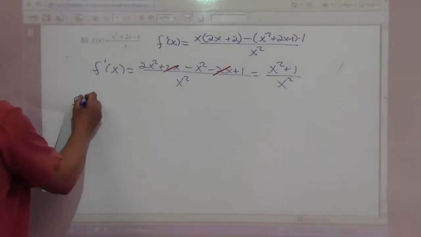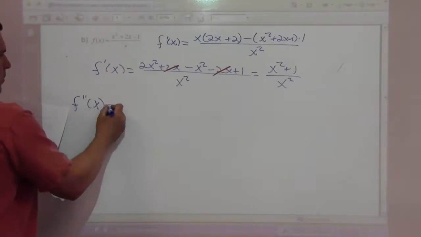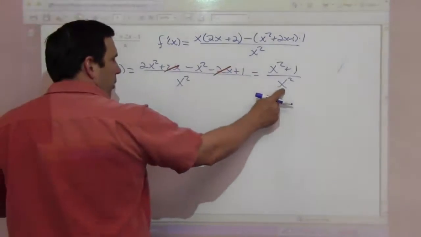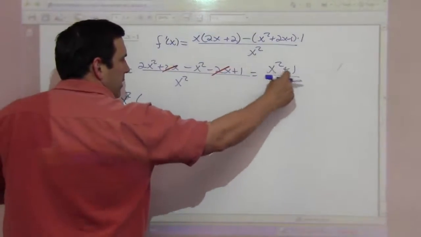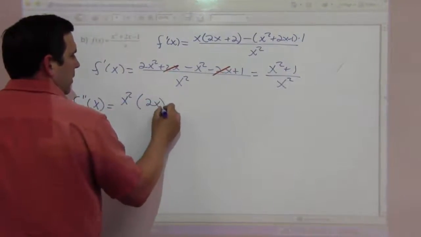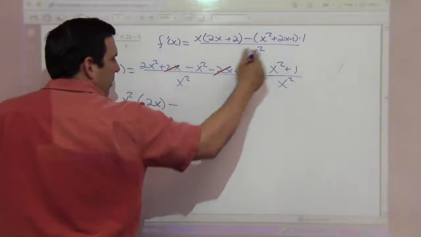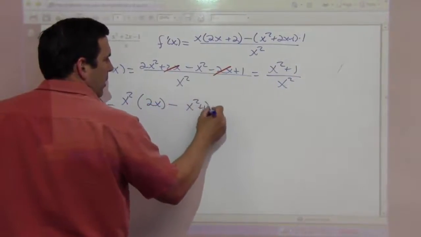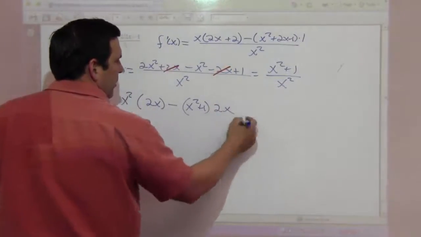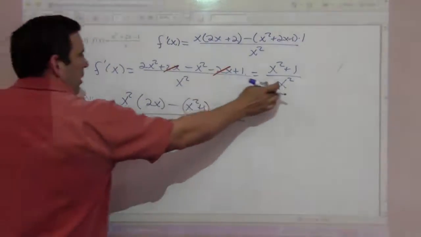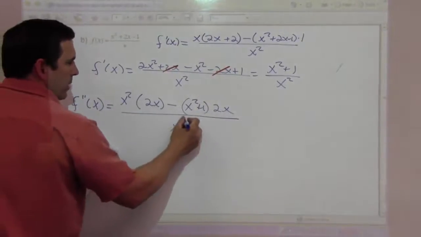So let's look at our second derivative. It's going to be low, which is x squared, d high. The derivative of x squared plus 1 is 2x. Minus what's up top, x squared plus 1, d low, that's 2x. The derivative of x squared is 2x. All over the square of what's below. What was below? x squared.